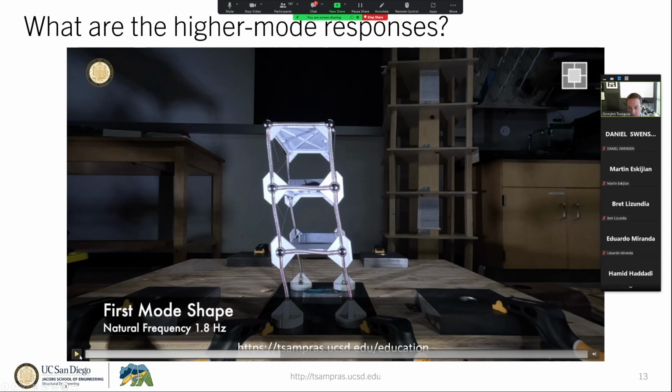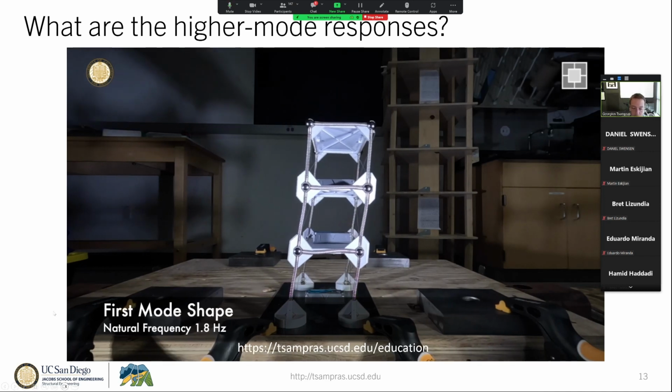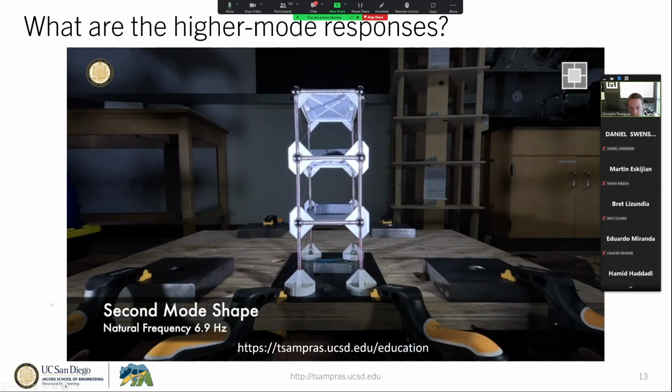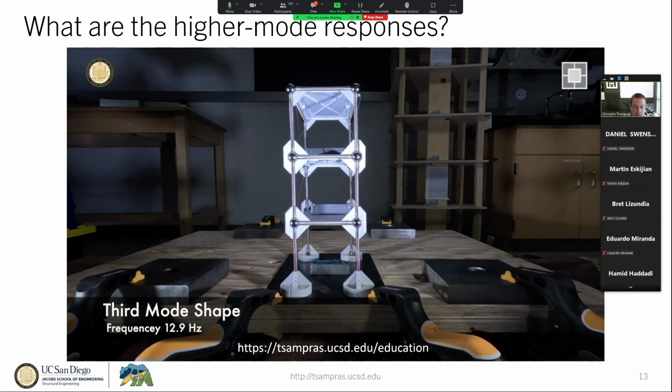And this first shape is what we typically in design practice consider as the major mode of participation in the total dynamic response. However, any building will have a second, third, and so on mode shape, which will contribute to the dynamic response. And still, these higher mode shapes will have a very specific shape, and will have a synchronous motion between the floor diaphragms in this case.